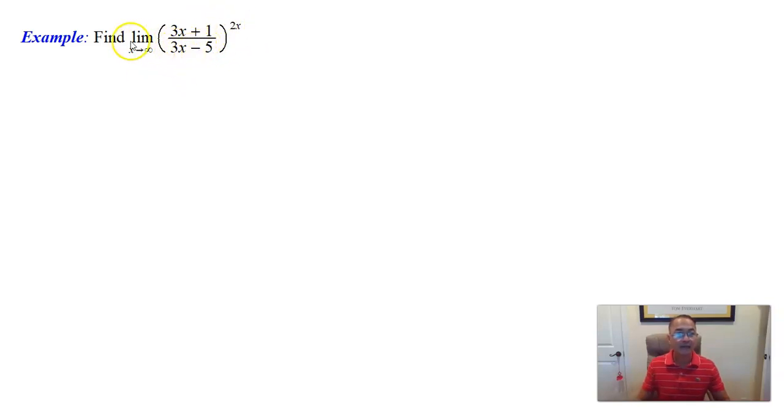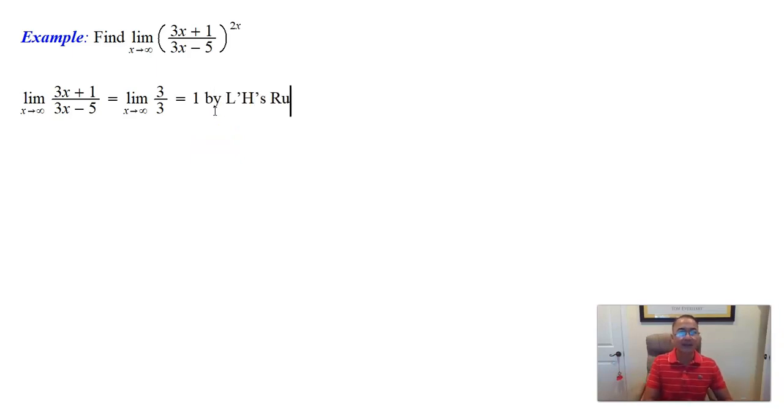Once again, I said this earlier, but I did not write it down. I said the limit of the base, 3x plus 1 over 3x minus 5, as x gets bigger and bigger, goes to infinity. Well, we can use L'Hopital's rule for this. This has the form infinity over infinity. So this is the limit of 3 over 3. The derivative is simply 3 in both the numerator and the denominator. So that's just 1 by L'Hopital's rule.